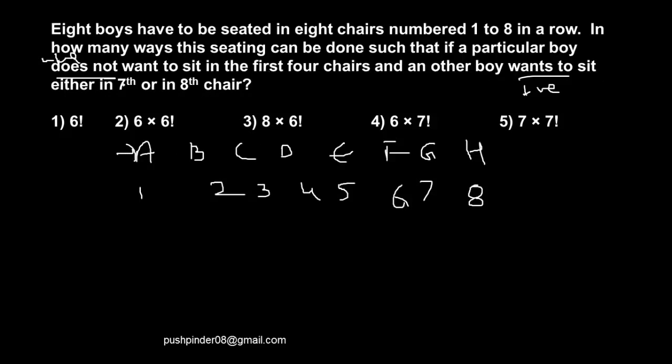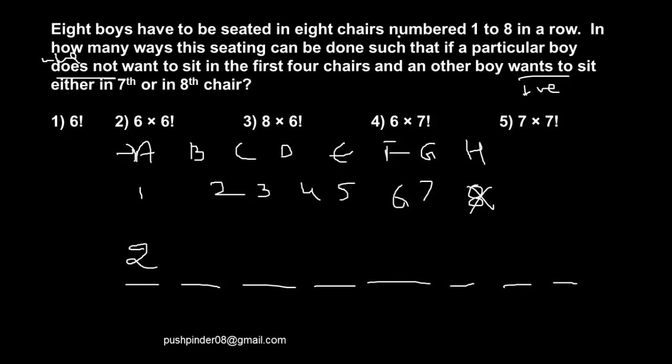He wants to sit on either 7th or 8th chair, and there is another boy who does not want to sit on the first 4 chairs. That means the cases are not colliding here, right? So let me make 8 slots. 1, 2, 3, 4, 5, 6, 7, 8, right? So this boy A wants to sit on either 7th or 8th chair. So he has 2 ways in which he can sit. Let's suppose he sits on the 8th chair.